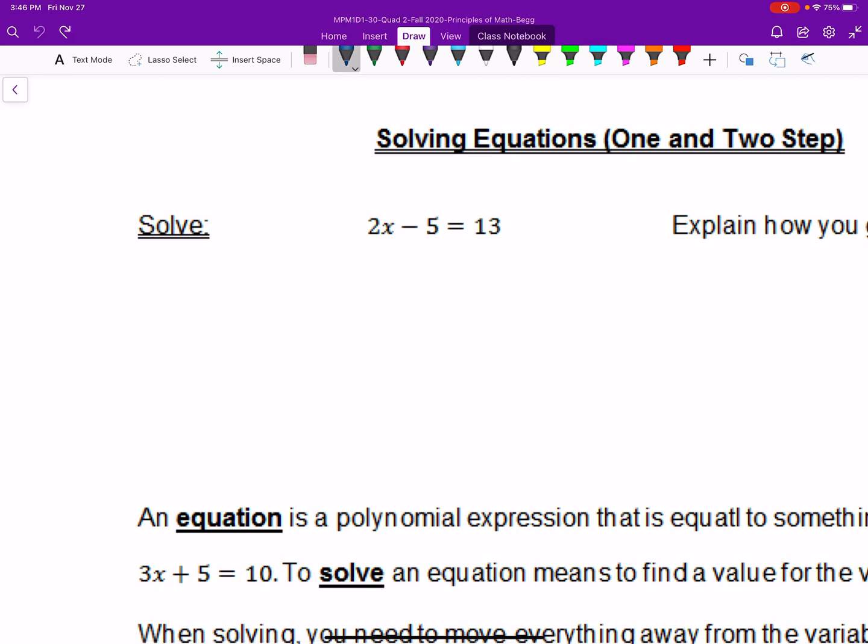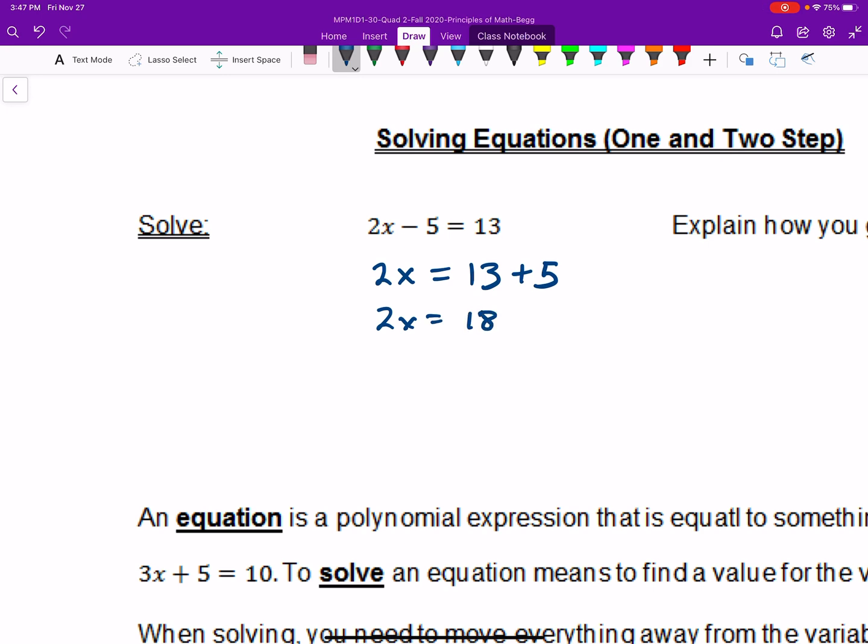When I add 5, it's going to get rid of the 5. It's going to cancel out with the minus 5. So adding 5 cancels out the minus 5 there, but I have to do it to both sides. So I would add 5 to the right-hand side as well, and I'd simplify that. So I'd get 2x equals 18.